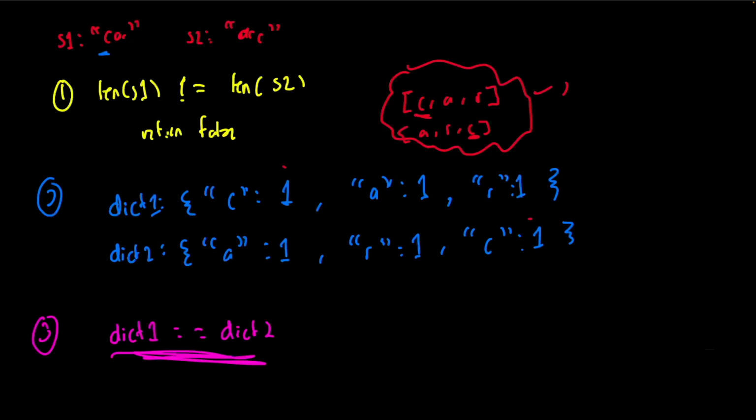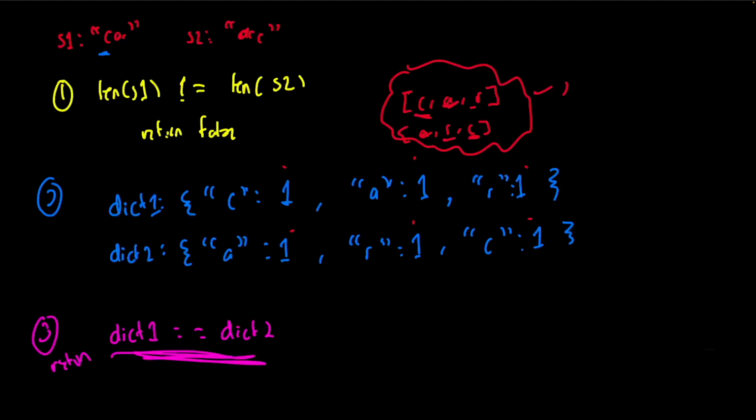We see that they're both 1, so that's validated. Then A's, we see that they're both 1, so they're equal. And then R's are both 1, so those are also equal. So that's how we basically know that the dictionaries are equal to each other. And yeah, if they are equal to each other, we can just return this. So if this is true, we return true. If it's not true, we return false.